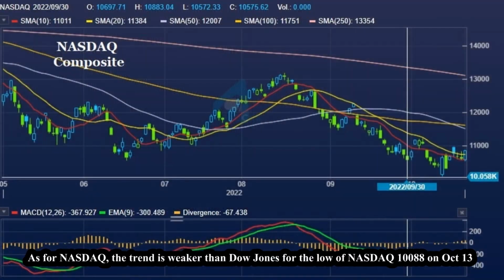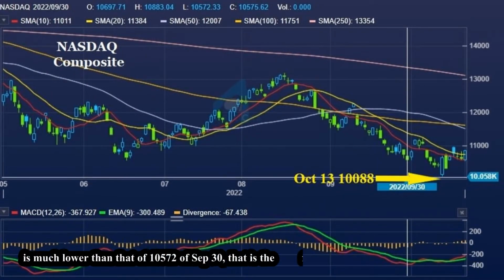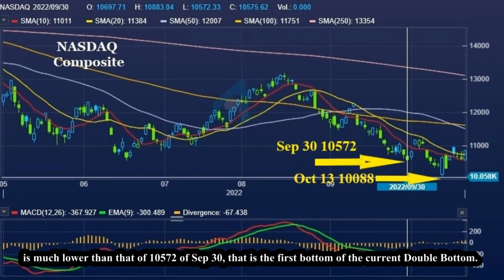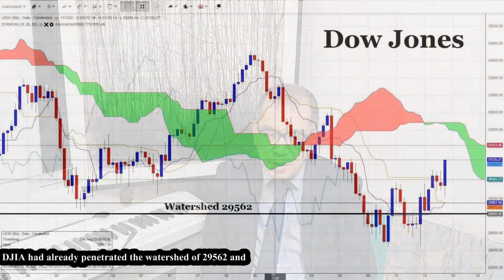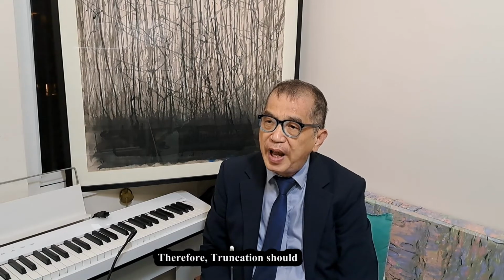As for Nasdaq, the trend is weaker than Dow Jones. The low of Nasdaq at 10088 on October 13 is much lower than that of 10572 on September 30th. That is the first bottom of the curve double bottom. DJIA had already penetrated the watershed of 29562, and thus the 3 major indices confirm entering into a bear market. Therefore, truncation should end here.